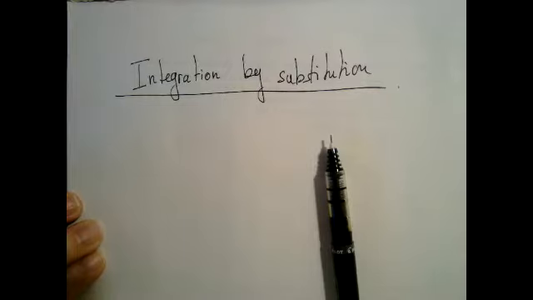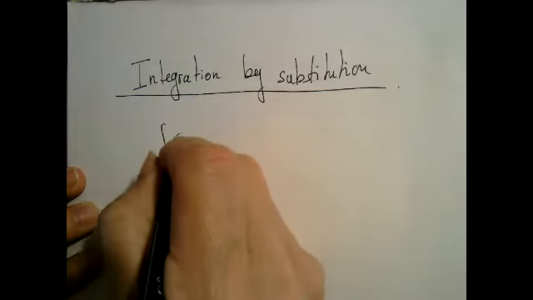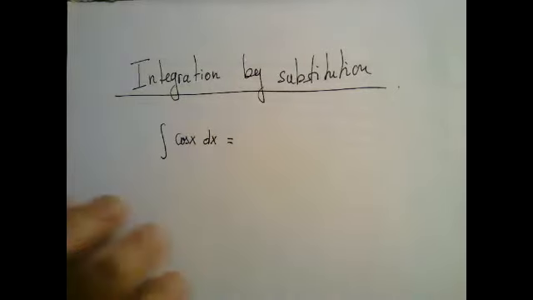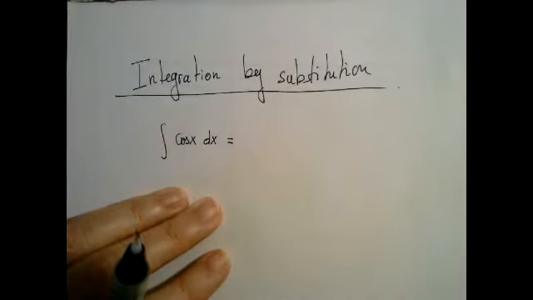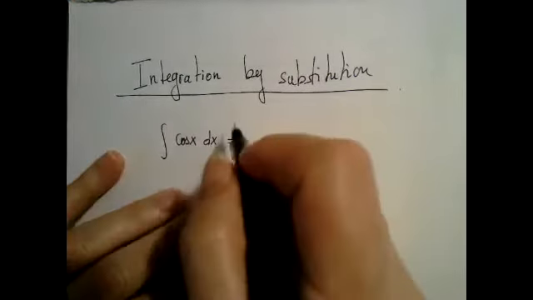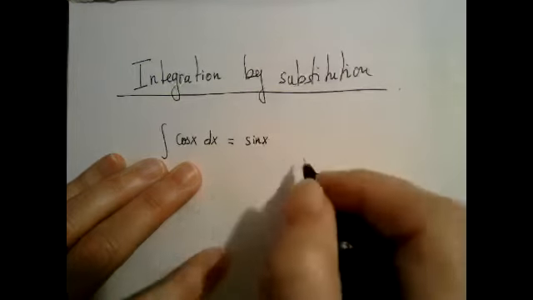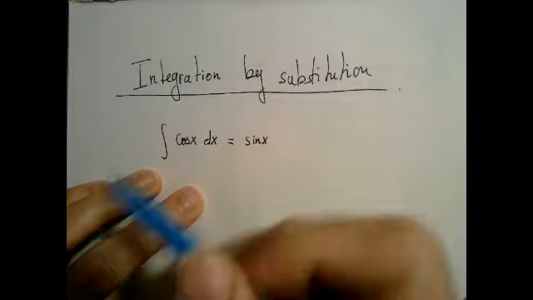Let's say I give you a very small integral. Suppose I tell you, what's the antiderivative of cosine x, dx? All right, quickly, what's the answer? Negative sine x. Are you guys, can you hear me? Yeah, okay. Negative sine x. Are you sure? Are you sure negative?